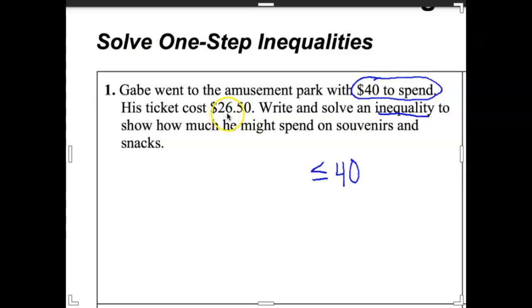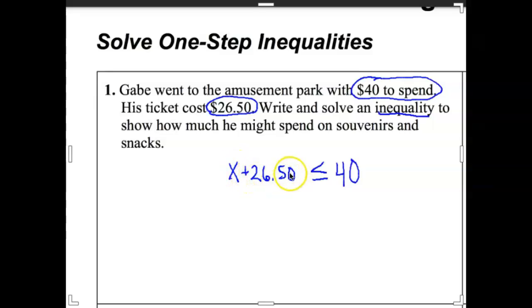How much money has he already spent? Answer that, please. Exactly. He has already spent $26.50. So he has an unknown amount of money, plus he's already spent $26.50 of the $40 that he has brought to the amusement park. Okay, so how can we figure out what this x is?